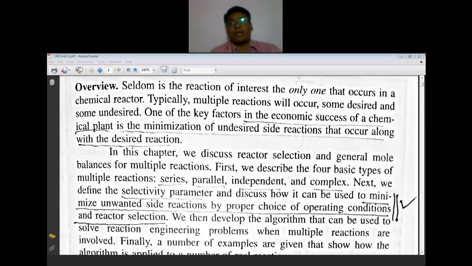However, its economic success depends on the desired reaction. That means the aim of production depends on the economics for the production of that particular reaction. For that purpose, we have to understand the different aspects of temperature, pressure, concentration, the type of reactor, and the secondary reactions that are taking place. All these things have to be studied, understood, analyzed, and optimized to give you the desired production.